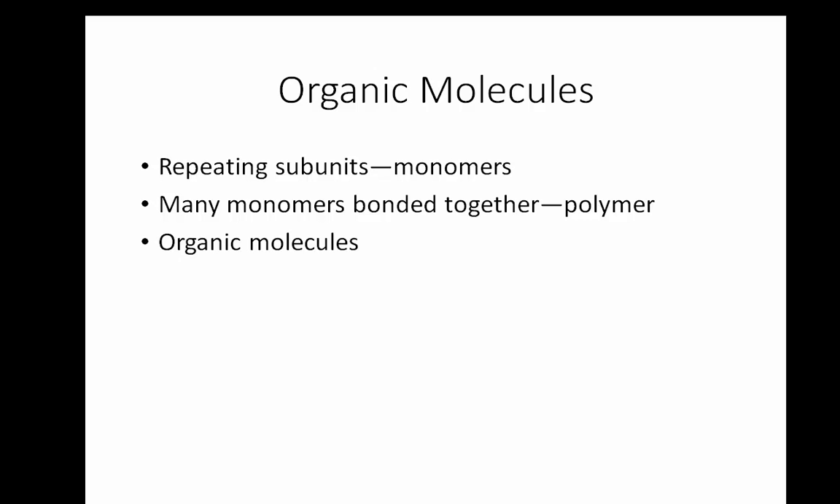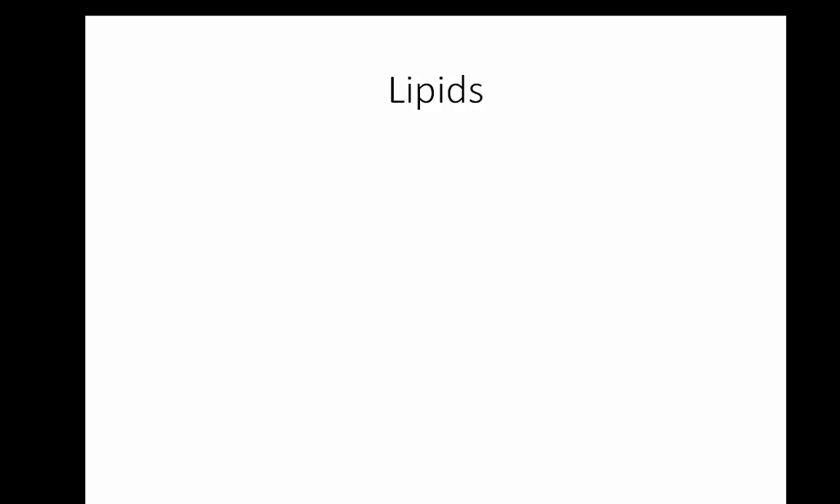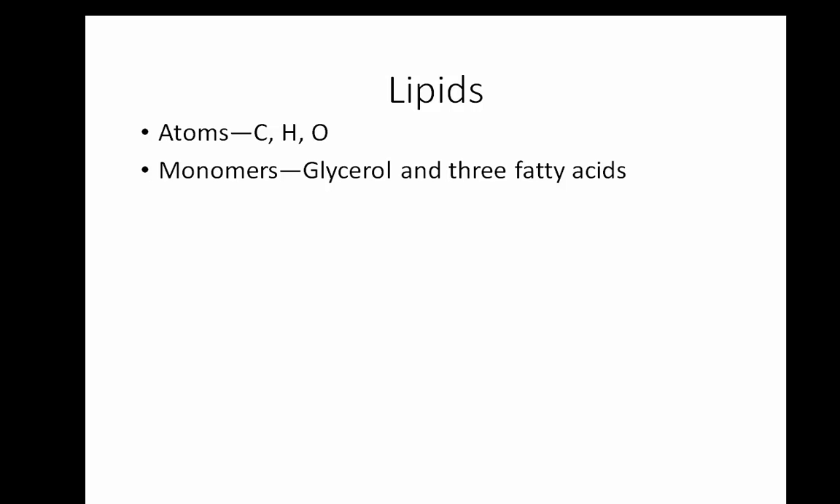The organic molecules we're interested in, of course, are the true organic molecules, the ones that are made and used by life forms, and there are 4 of them: lipids, carbohydrates, proteins, and nucleic acids. So let's look at lipids first. Lipids have in them the atoms carbon, hydrogen, and oxygen. And the monomers, the basic building block, is a molecule of glycerol, that's an alcohol, and 3 fatty acids. They're held together by what are called ester bonds.